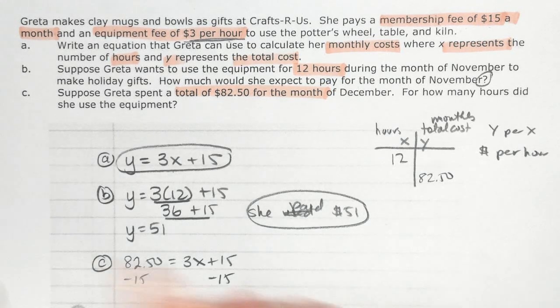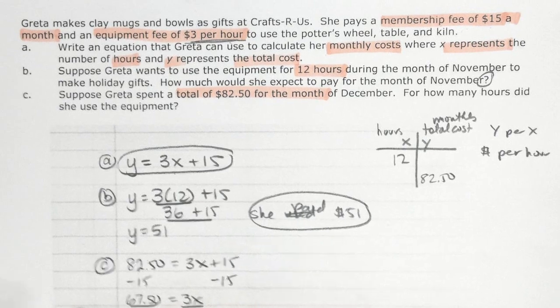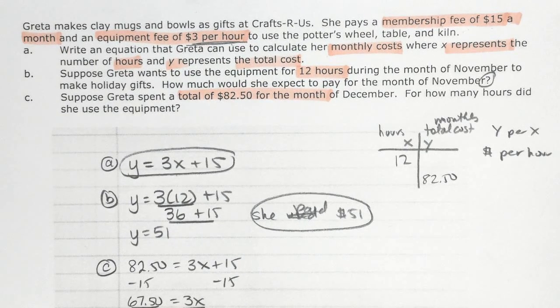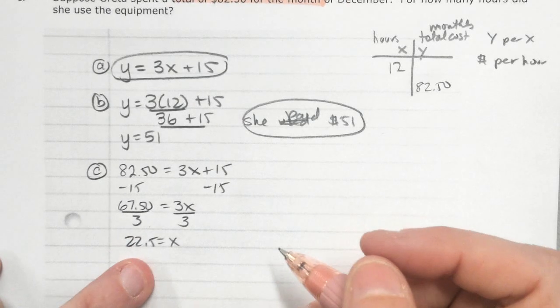82.50 minus 15 is 67.50. That's 3X. So what am I going to do to figure out what 1X is? Divide both sides by 3. And I get 22.5 equals X. Is 22.5 okay to say? Should I say it differently, or is this okay? Would 22.5 be an acceptable answer? Is that formatted okay? 22.5 hours. We could say it that way. What might sound more natural? 22 and a half hours? I think 22 and a half hours sounds more natural, but honestly, I'm okay with any way.